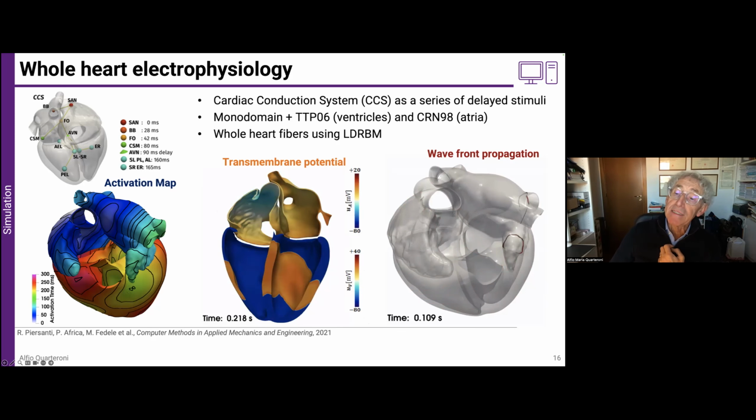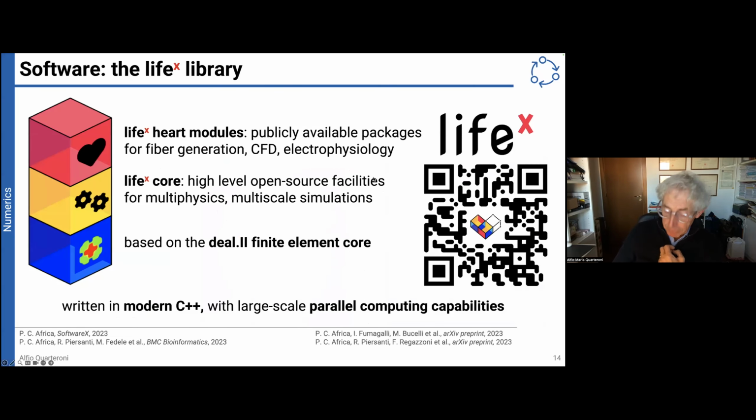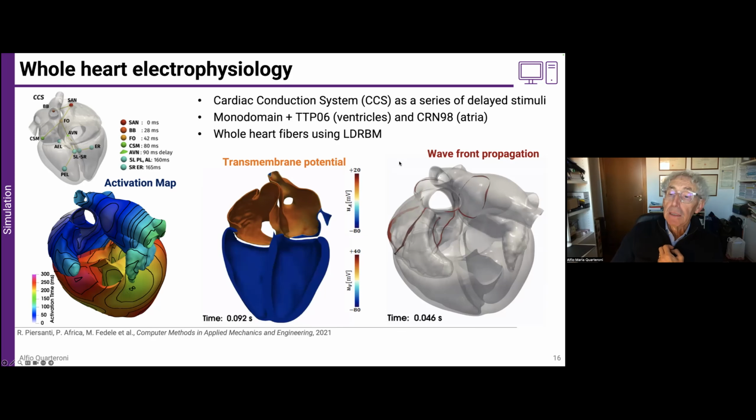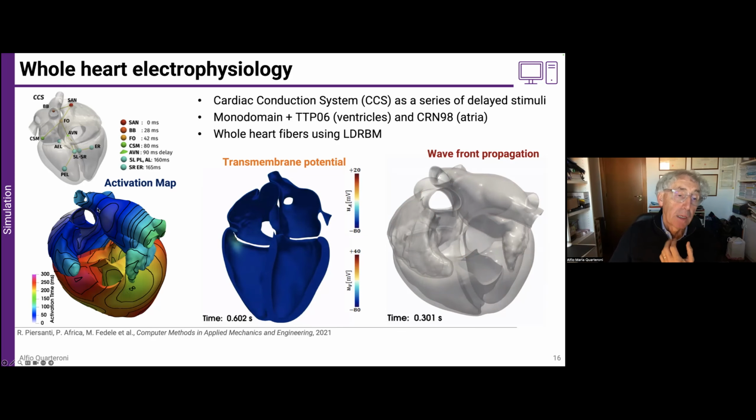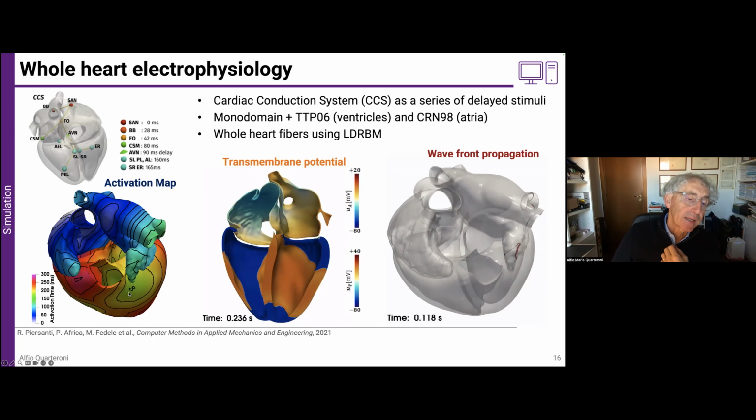What you see on the right-hand side here, I hope you see my mouse, is the electrical front that is propagating, while on the left-hand side, you see the so-called activation map, which is very familiar to the medical doctors, where you have isolines that are connecting the points that have been activated at the same time.